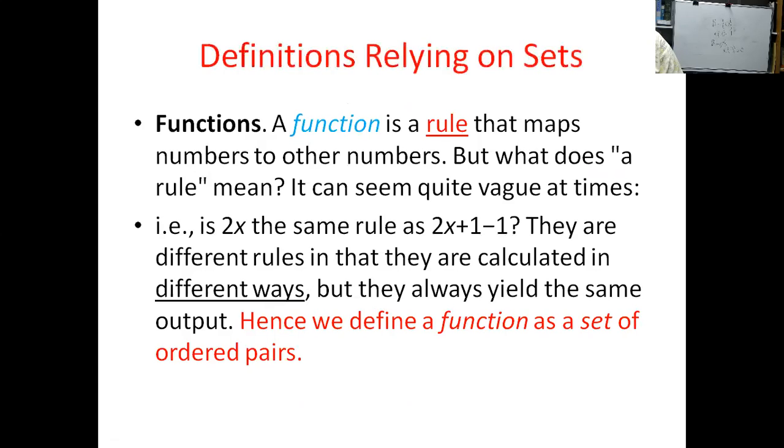A function does have a rule, but it has ordered pairs. For example, here, this is 2x and 2x plus 1 minus 1. The outcome, whatever you put in for x, would be the same, but the process is different, because here when I put, let's say, 3 for x, I have to first multiply 2 by 3, which is 6, before I add and subtract. But here, no, you just put 3 and you get the number 6 automatically.